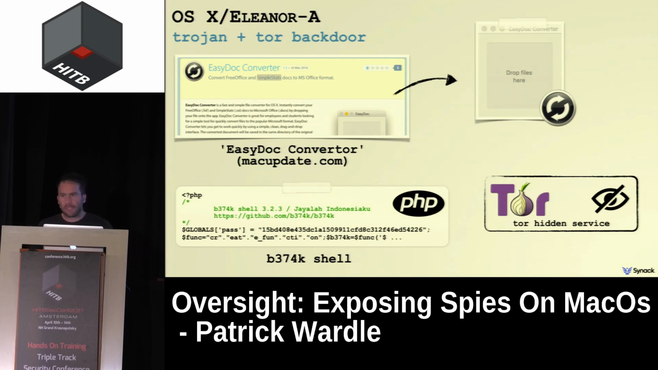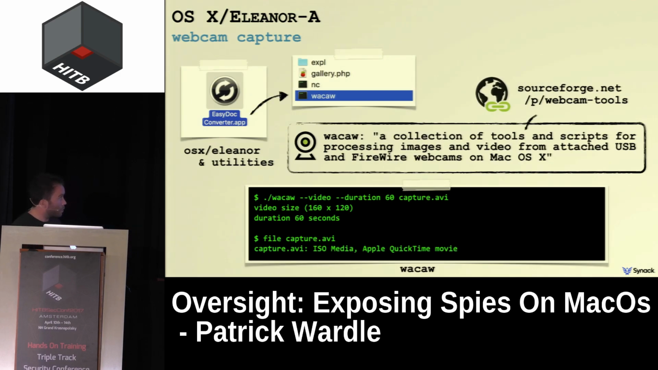So what did this do? Basically it installed malware that communicated via Tor, and it served up a PHP web backdoor. So a remote attacker could connect via Tor to the user's computer and then execute files, commands, et cetera, et cetera. In terms of audio and video capability, the malware shipped with a variety of separate utilities, for example, Netcat, and then one called Wacaw. Wacaw is an open source utility on SourceForge that allows you to record users off the webcam. So what the attackers would do is execute this utility via the PHP web shell on the infected host and then record the user.